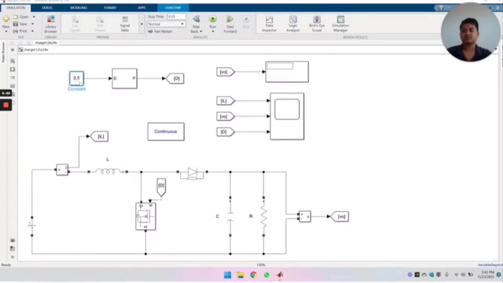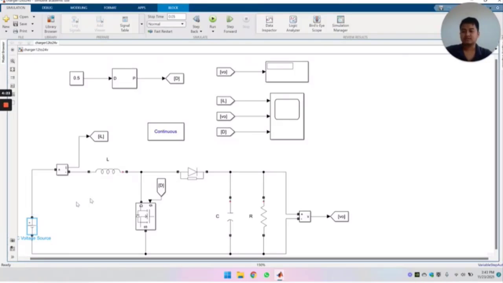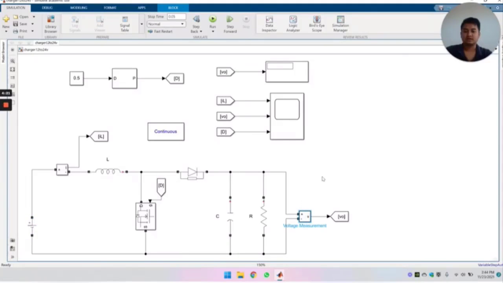My name is Ahmad Musakim, and I will show you how to construct the simulation for the charger, 12 volt to 24 volt. First, we have here the constant, and we have the PWM generator. We have the Goto block, the From block, the Powergui, current measurement, series RLC branch, MOSFET, diode, DC voltage source, voltage measurement, scope, and display.